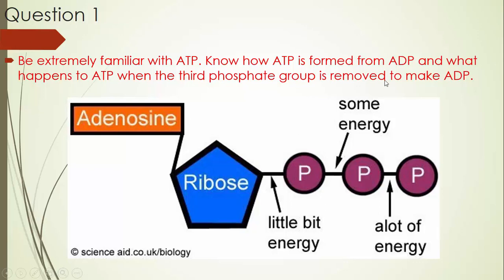So it says, know how ATP is formed. ATP is formed from ADP. ADP means adenosine diphosphate, means there's 2 phosphate groups. Well, how do you get a third phosphate group? You simply add it. And then it says know what happens to ATP when the third phosphate group is removed. So here we have 3 bonds. We see the first bond here will provide a little bit of energy. The second bond, a little bit more energy. Third bond, there's a lot of energy. So the bond is broken between the second and third phosphate group to release a lot of energy.